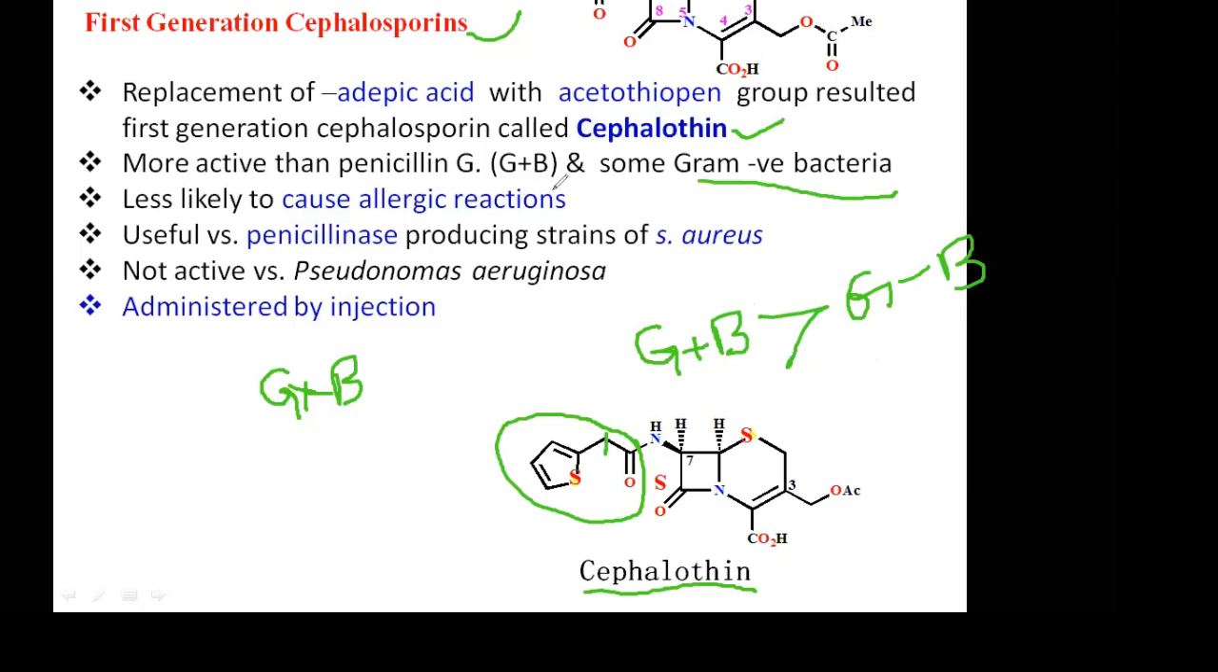Then, it is less likely to cause allergic reactions. It is useful against penicillinase producing strains. Penicillinase is a beta-lactamase enzyme, and against that this drug can act. They first found this penicillinase enzyme in Staphylococcus aureus, and it is active against that. But Pseudomonas aeruginosa, a gram-negative bacteria, also produces penicillinase, and the drug is not able to act against that.